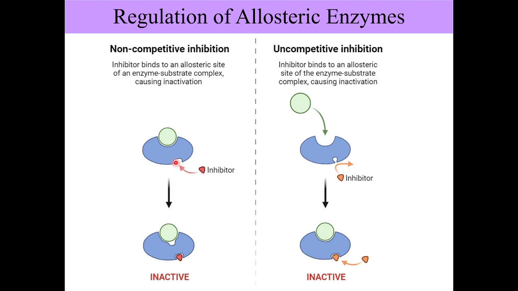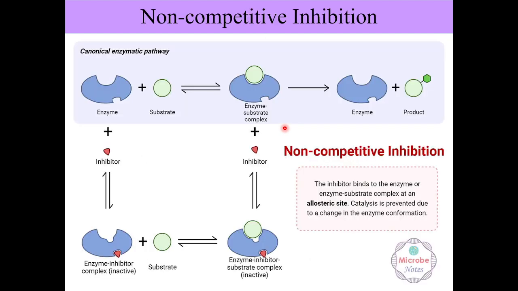So it is binding when the enzyme substrate complex is formed. So for uncompetitive inhibition, the inhibitor binds to an allosteric site of an enzyme substrate complex, causing inactivation. So let us look at this in higher detail. For non-competitive inhibitors, if you see that when this inhibitor is already bound to the enzyme, then what happens?